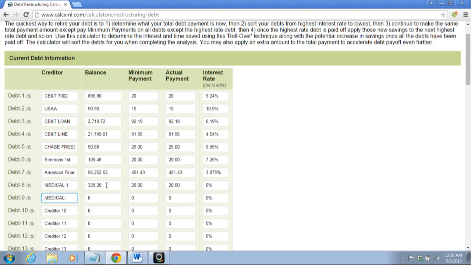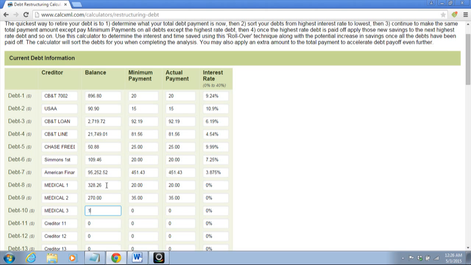We have medical 2. And with this one, balance is $270. $35 is the minimum payment, and $35 is actually how much they pay on there. And then we have another medical. Medical bills can add up, folks.